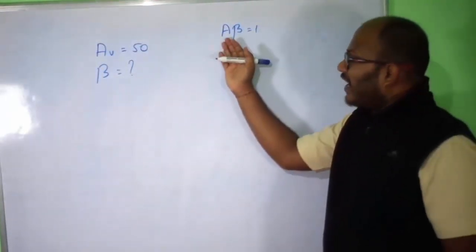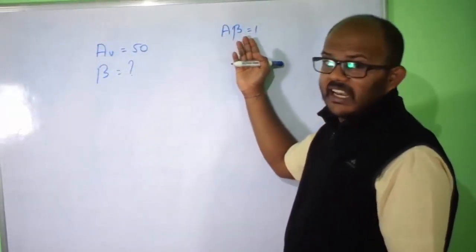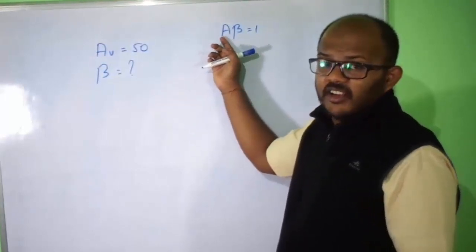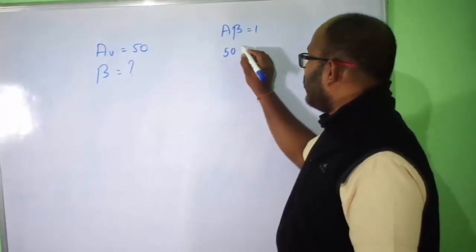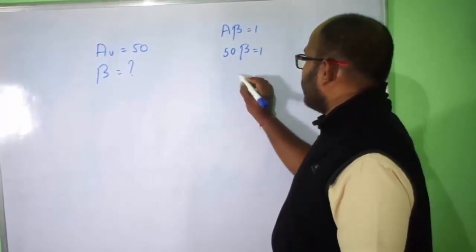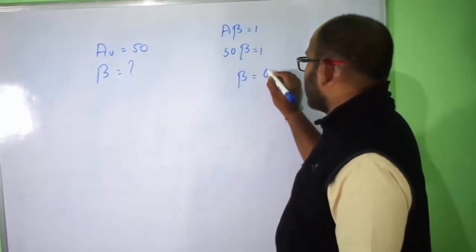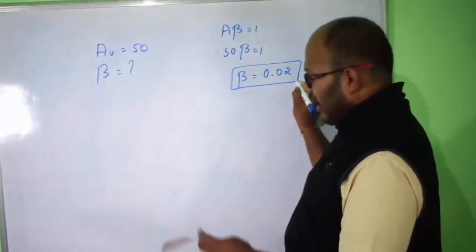So what is the A value? It is 50. The feedback gain is beta and the forward path gain, that is the amplifier gain, is A. Overall loop gain should be equal to 1. So 50 into beta is equal to 1, and I get the feedback factor beta equal to 1 divided by 50, that is 0.02.